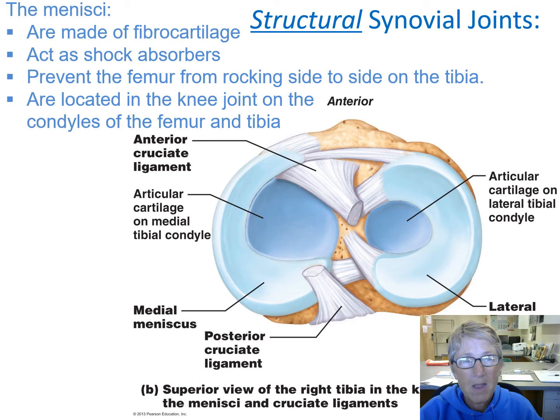This is more about the menisci. So this is a superior view of the tibia. So this bone, here's the bone part, this is the tibia. Here's the lateral meniscus, and here's the medial meniscus. And these menisci are made of fibrocartilage. They act as shock absorbers. They prevent the femur from going from side to side.